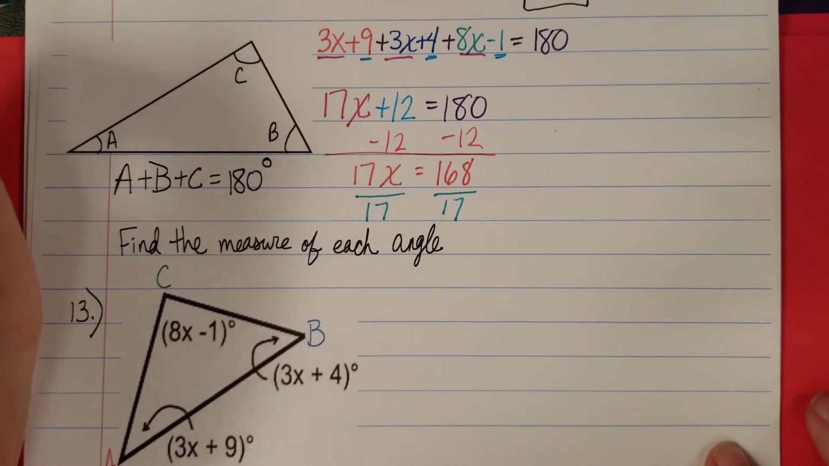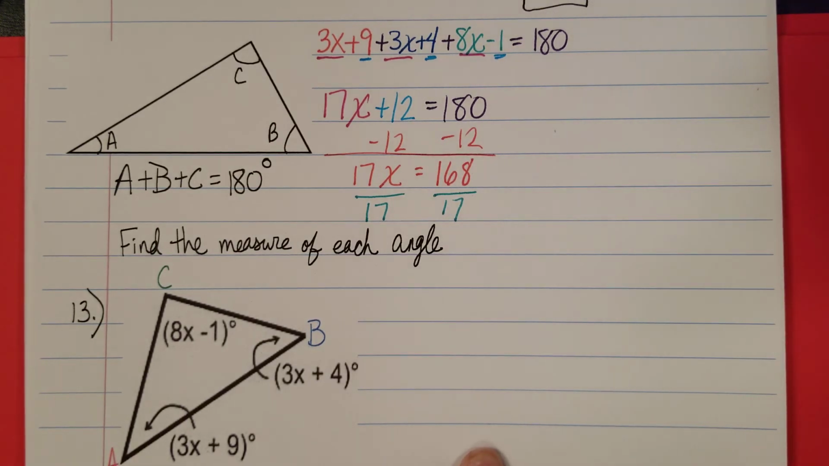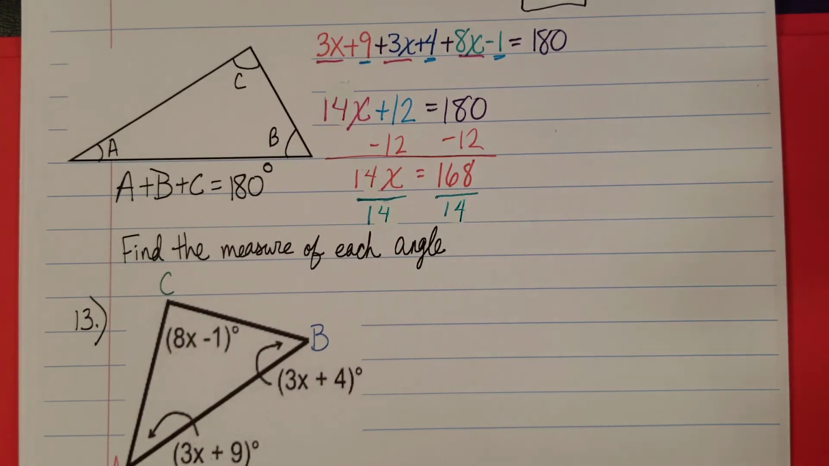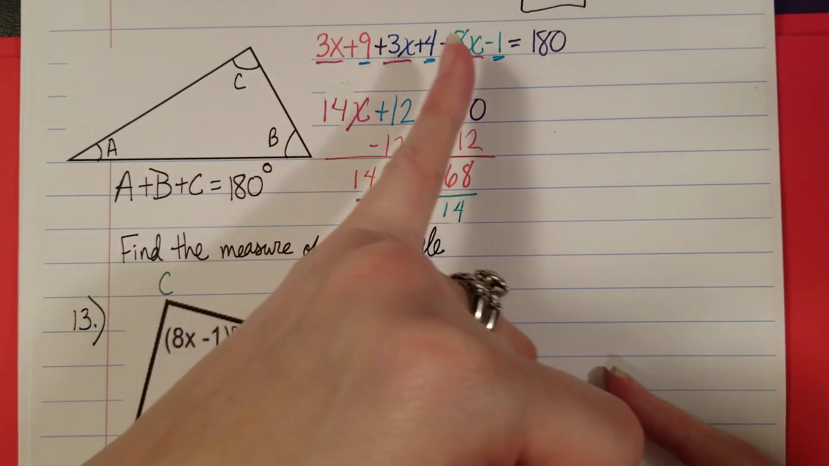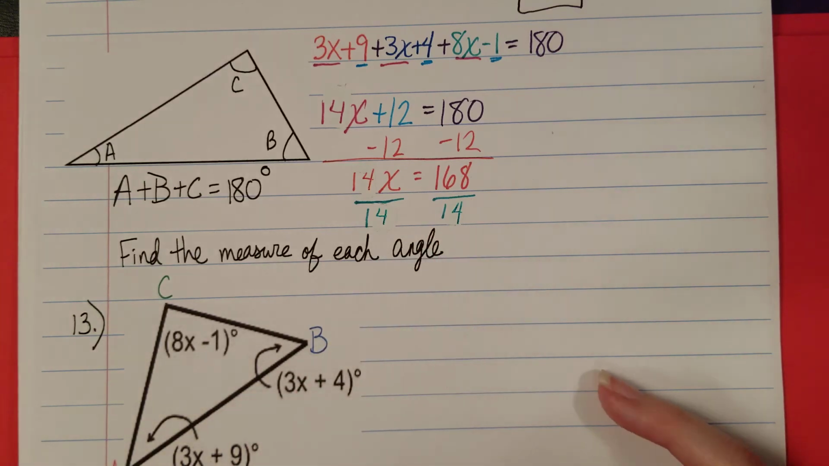Oops, okay, it doesn't look right. I see what I messed up. 3 plus 3 is 6, and I said it was 9. That's where I messed up. And that's magically just got fixed through the magic of technology and whiteout. All right, so let's see here. So 3 plus 3 is 6, plus 8 is 14. Okay, so divide by 14.